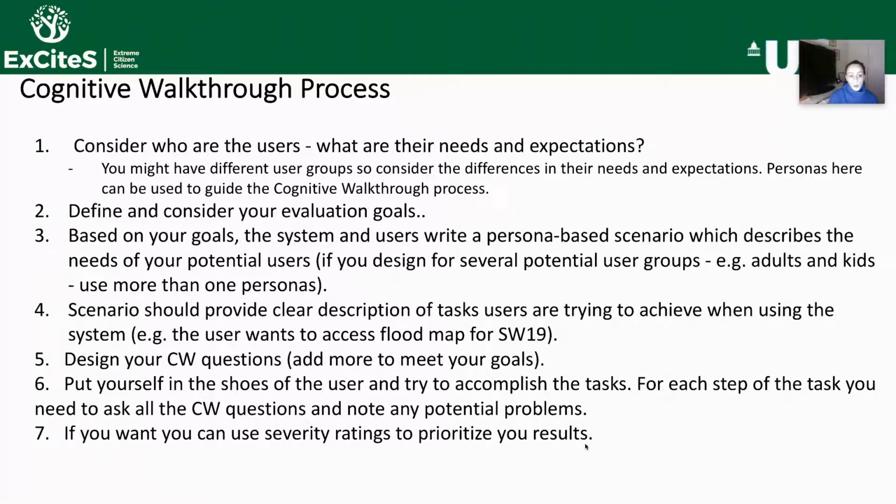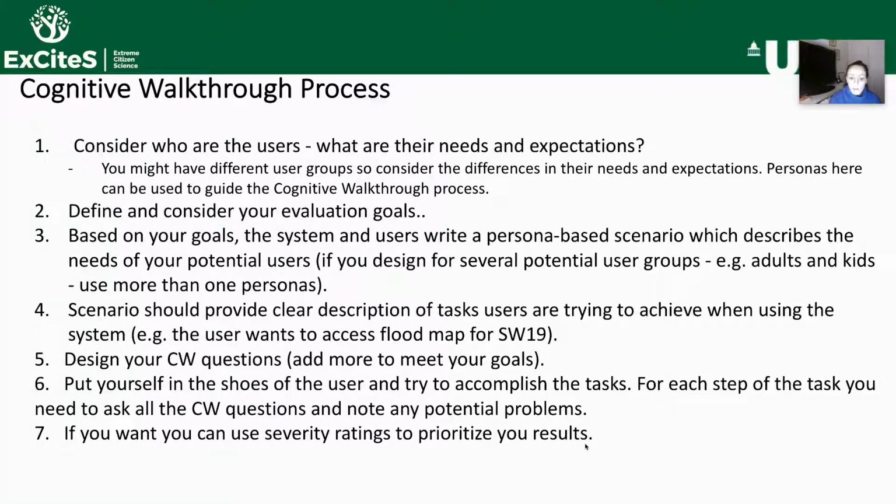So how can you use the method? What are the stages? So you start by thinking of who are the users, what are their needs and expectations. In the cognitive walkthrough, you need to impersonate a potential user, and therefore the method usually requires the design of personas, which you share with the evaluators performing the cognitive walkthrough. You might have different user groups, so you might need to develop different personas to capture the needs and expectations of these different groups. In the second step, you need to define and consider your evaluation goals.